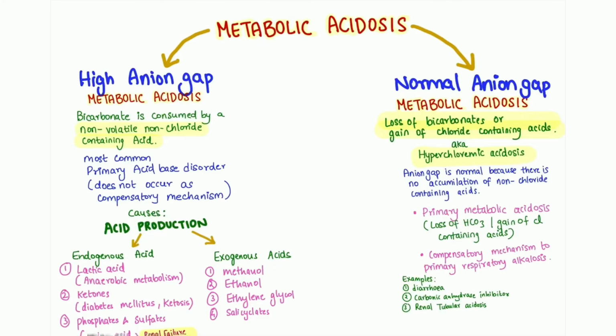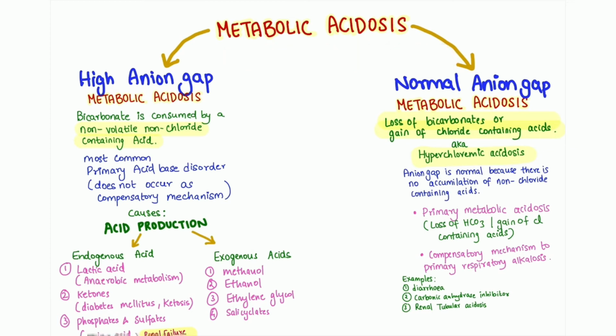Based upon anion gap, we can classify metabolic acidosis into high anion gap metabolic acidosis and normal anion gap metabolic acidosis. And we all know that the anion gap formula is sodium plus potassium minus chloride plus bicarbonate.